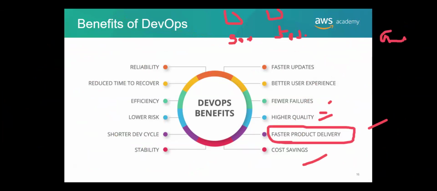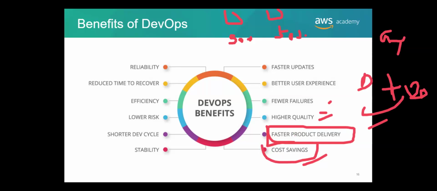the client wants the product faster, and DevOps is able to give the benefit of faster product delivery, because the development team and the operation team are working together. So whatever feedback it is, we are finishing it fast. Next one, cost saving. As we are using the cloud, wherever possible, we'll try to reduce the cost.